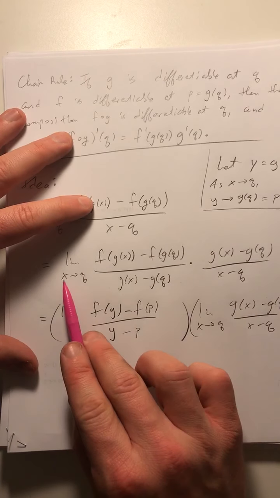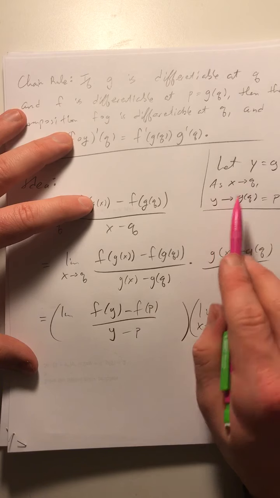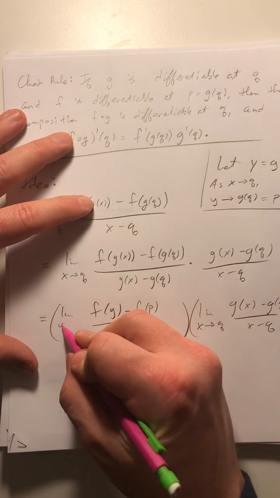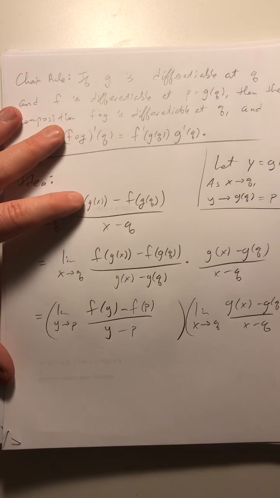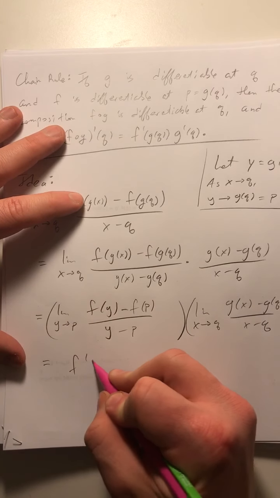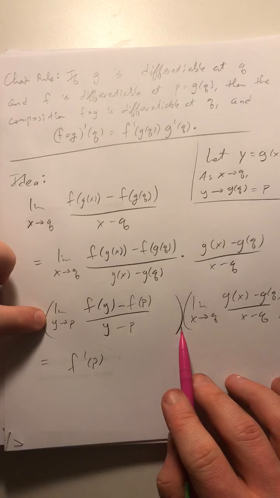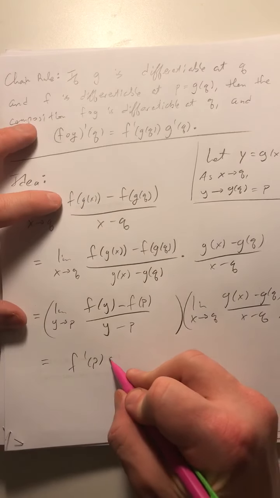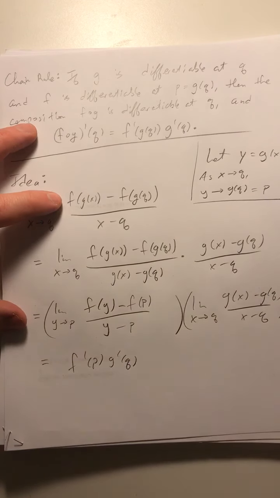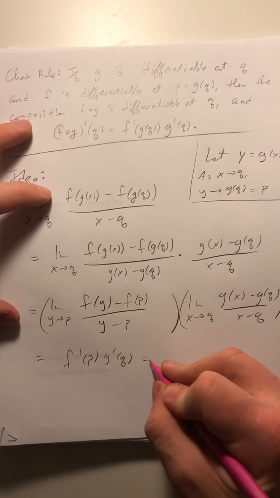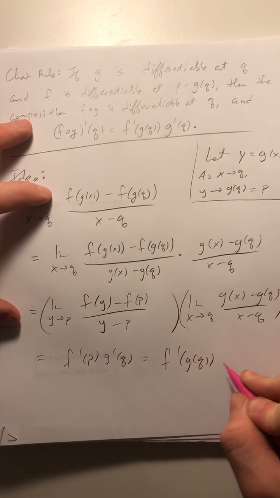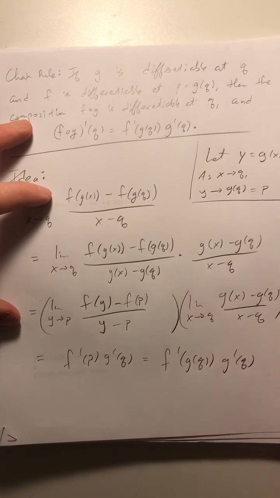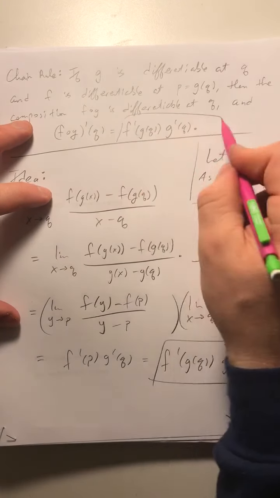And here, I want the limit as x goes to q, but as x goes to q, y is going to go to p. So this over here is the same effect as taking the limit as y goes to p. And now this is f prime of p by definition. This is g prime of q by definition. And now p is g of q. So we did it.